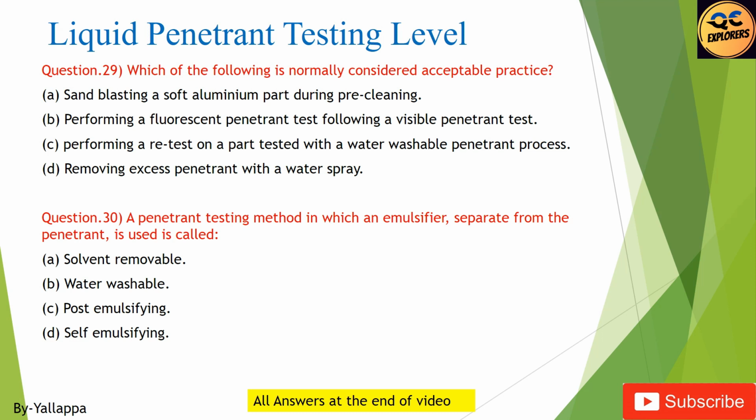Question point 29. Which of the following is normally considered acceptable practice? Sandblasting a soft aluminium part during pre-cleaning. Performing a fluorescent penetrant test following a visible penetrant test. Performing a retest on a part tested with a water-washable penetrant process. Removing excess penetrant with a water spray. Question point 30. A penetrant testing method in which an emulsifier, separate from the penetrant, is used is called solvent removable, water washable, post-emulsifying, self-emulsifying.